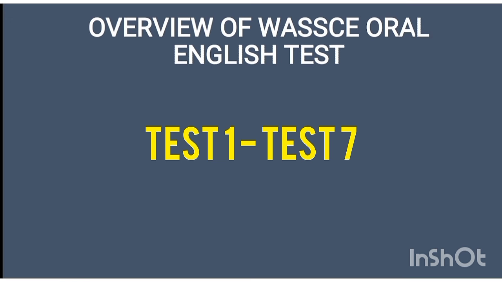Overview of WASSCE Oral English Test. The WASSCE Oral English Test is made up of 60 objective questions, that is multiple choice questions. The test is divided into 8 categories. Each category comes with an instruction. It is therefore important for us to make sure we follow every instruction that comes with each of the categories.